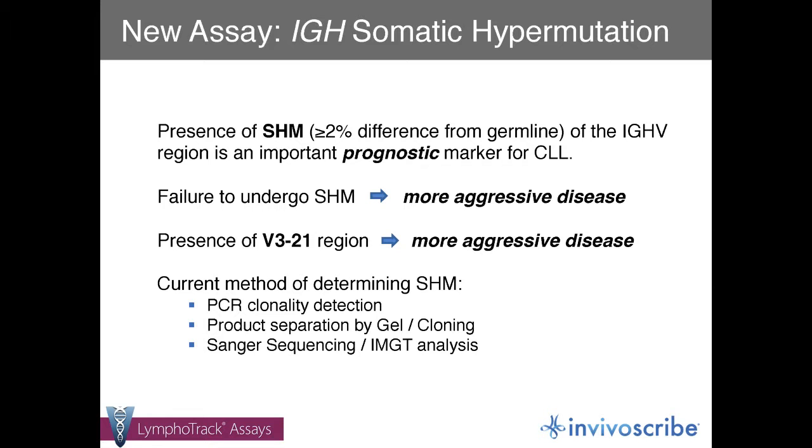The current method of determining somatic hypermutation often involves PCR clonality detection, as well as cutting a band out of a gel, extracting it, sending it off for Sanger sequencing, getting the Sanger sequence back, and doing the IMGT analysis. We automate all of those steps for you. You don't have to do that.